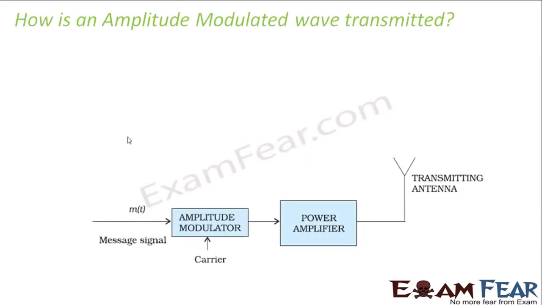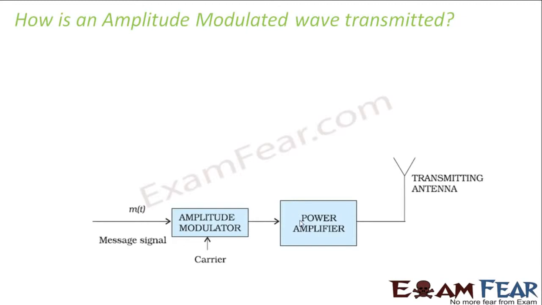So far it is clear. So we have this message signal. It is made to pass through an amplitude modulator. Now what is there inside the amplitude modulator? I just discussed it in the previous slide. So that entire package together is known as the amplitude modulator. So out of that amplitude modulator will come the amplitude modulated wave.